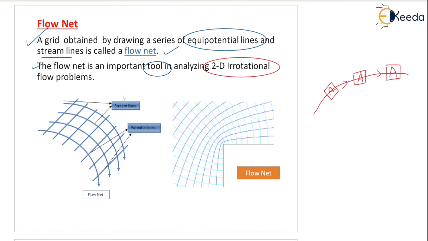So look at this. This is the streamline, and this is your potential lines. Correct? So this is a flow net. And one thing I want to tell you, which many of the books are not following, but what is accurate I want to tell you. Whenever you are drawing the streamlines, the streamlines are represented by arrow marks. Correct? Directions will be there. And for potential lines, there will be no directions. Okay? It will just be a line.